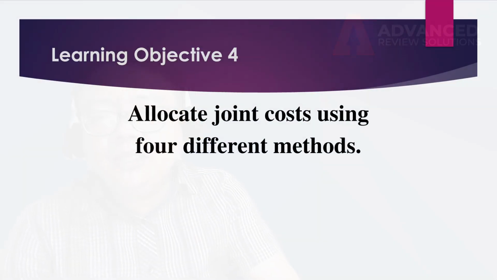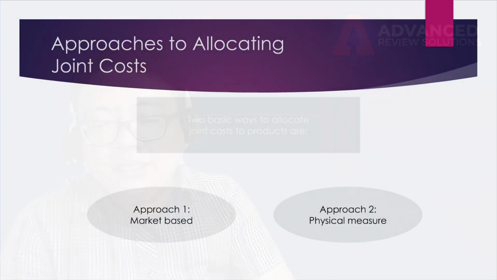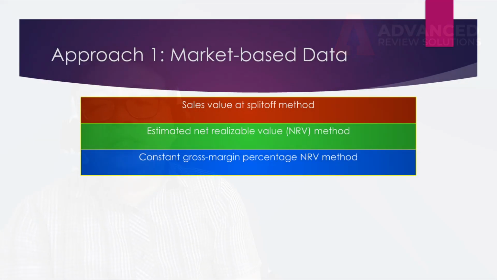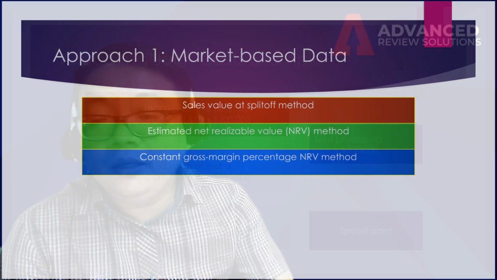Okay, sige. Paano yung ina-allocate, class, no? There are four different methods on how to allocate your joint cost. Alright, how do we do that? There are two basic approaches to allocate it. Number one, using the market-based approach, and number two, the physical measure approach. How do we do that? So, under your market-based data, as you notice, there would be a sales value at split-off point. Pwede naman siyang at net realizable value or pwedeng constant gross profit margin. Sige, one by one tayo, no?